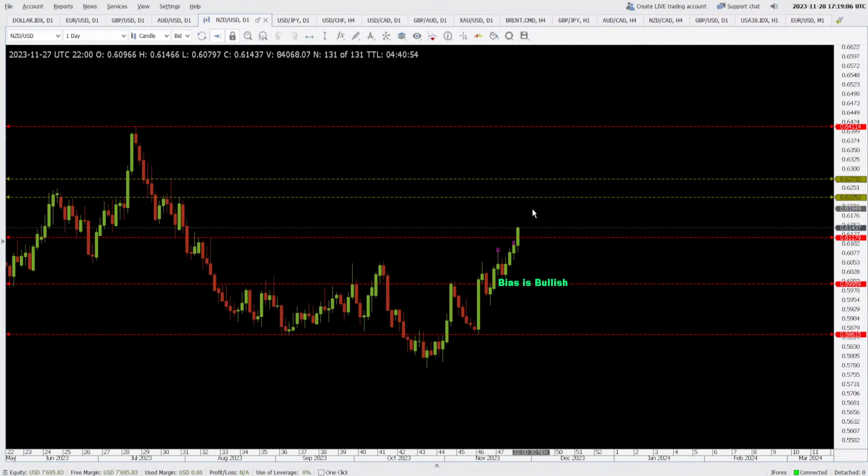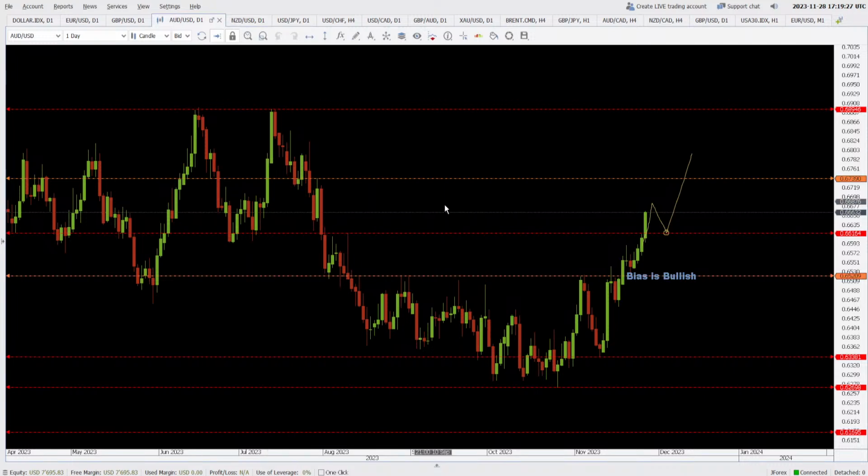The New Zealand dollar, the bias is bullish. We have made a higher high in this one. That is going good. This crucial level of 0.6117 is also taken out. So now you can expect this level to act as a support for a run towards 0.6225.